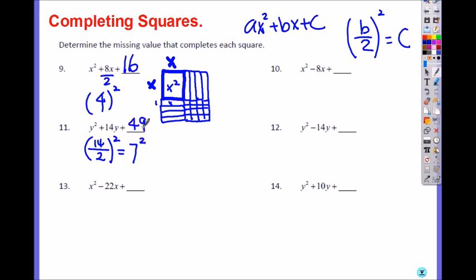Can c ever be negative? It's a square of a number, so it will always be positive. But can b be negative? It's kind of hard to explain with the drawings, but yes, you can have a negative b. You just divide by 2 and square it, so it is negative 11 squared, which gives you 121.